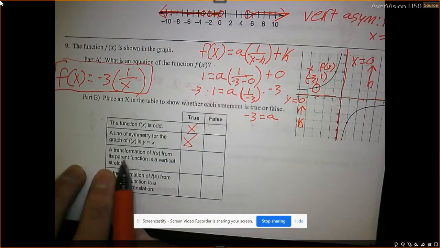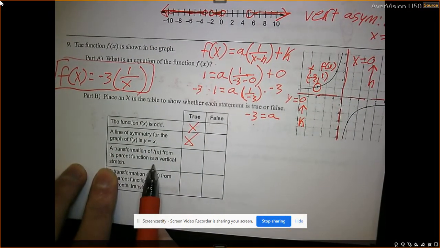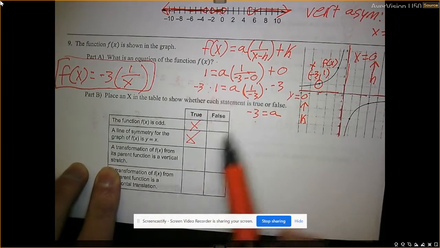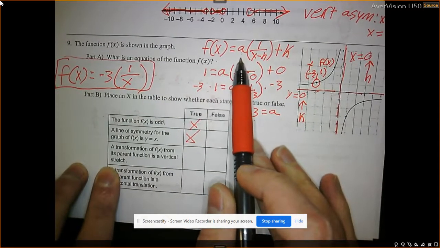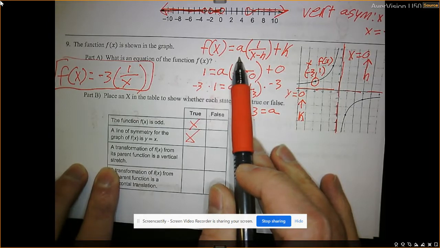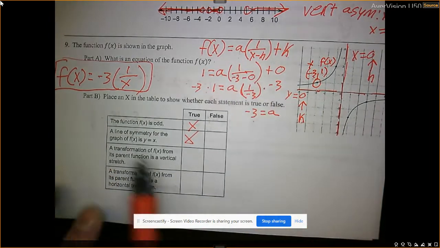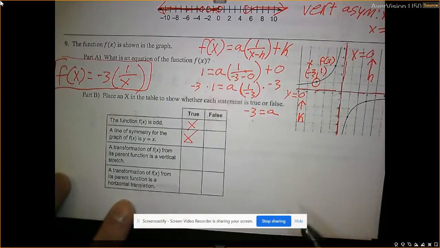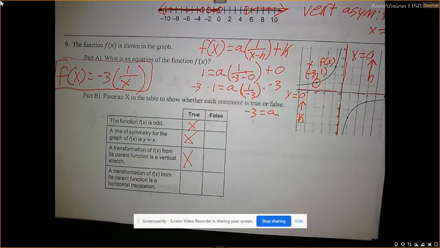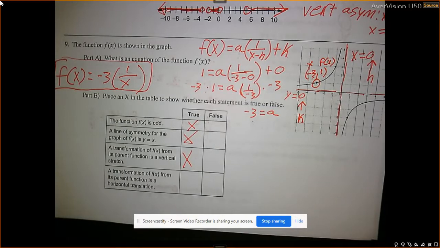Okay, a transformation of f of x from its parent function is a vertical stretch. Well, a is what's going to be a vertical stretch. It's a stretch if a is greater than 1, and it's a compression if a is between 0 and 1. It's a 3, even though it's a negative 3, that's still a stretch. That negative just means it's going to also flip it.